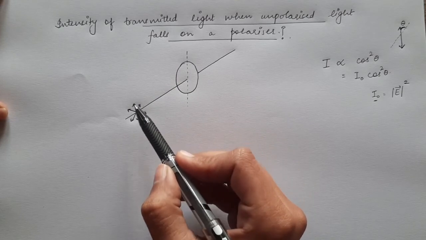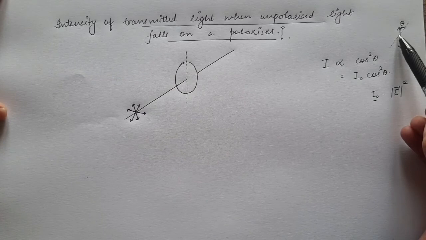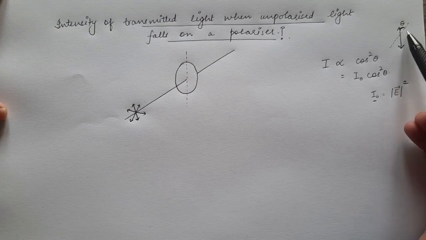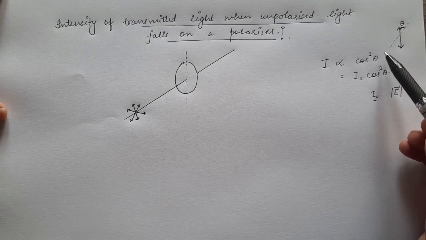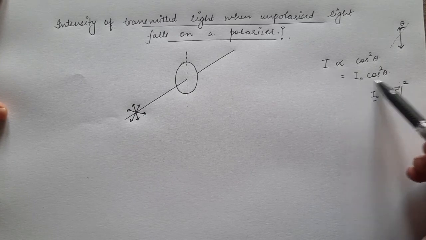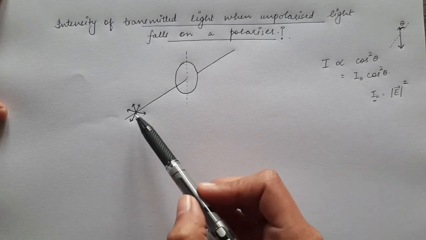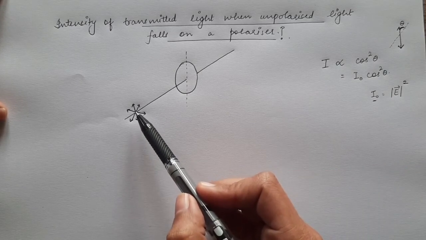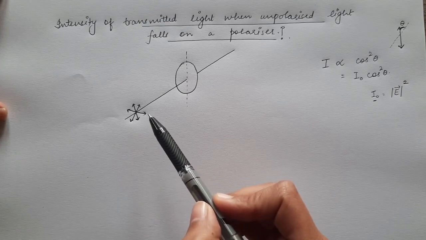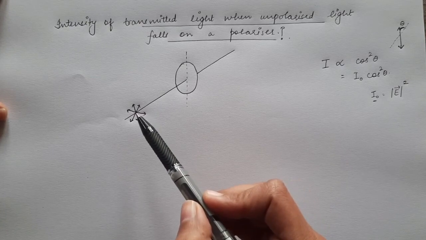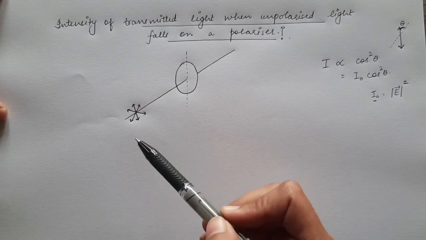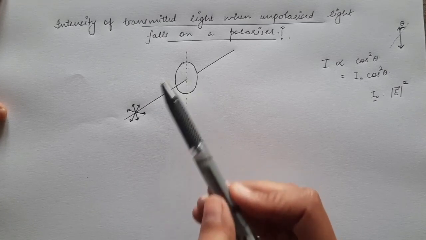And if you take another electric field vibration, that will make another angle with the transmission axis. In the case of plane polarized light, the angle theta was fixed. When plane polarized light falls on a polarizer, the angle theta is always fixed, so the intensity of the transmitted light becomes equal to I0 cos square theta. So this is the fixed intensity. Now in the case of unpolarized light, the vibrations of the electric field are in random directions, and every electric field will make a different angle with the transmission axis, because the vibrations are in all the directions. So theta angle is not fixed in this case.